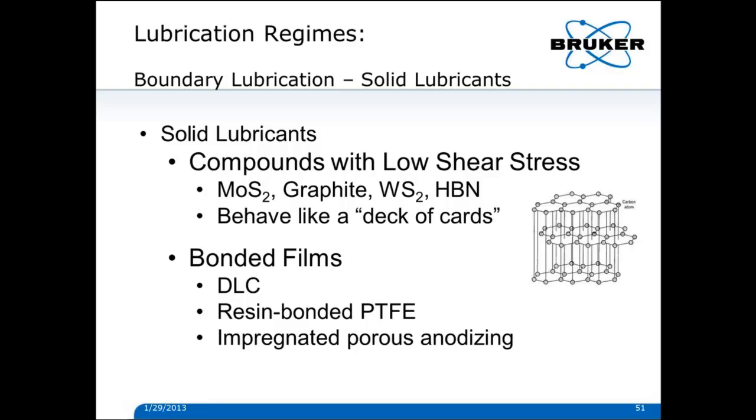We also have resin-bonded films with PTFE or Teflon inside of them, or other slippery particles. These may be baked on, and therefore may have a temperature limit at which they can be applied. We also have impregnated porous anodizing. Again, we can put either an oil or slippery particles in this anodizing. It's a little bit different from the resin bonding, but again, we're attaching to the surface some slippery material that serves as a sacrificial layer. That's really what we mean by a solid lubricant.